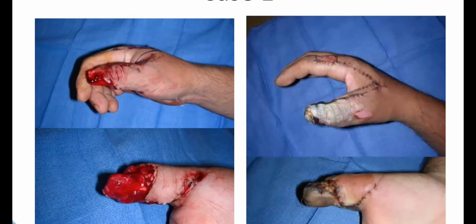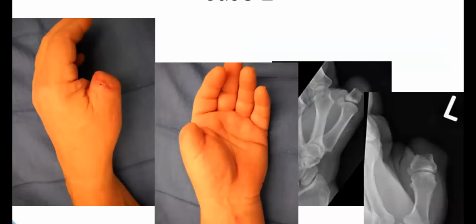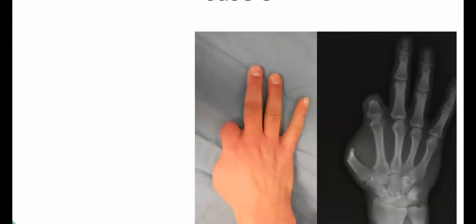Here was the initial procedure, and then he was referred in with essentially necrosis of the skin flaps. Case number 2 is a delayed reconstruction. This is a 58-year-old who had a thumb amputation with an unsuccessful replant, and then was referred for revision reconstruction options here at this point. So, proximal phalanx neck level, or proximal phalanx base level.